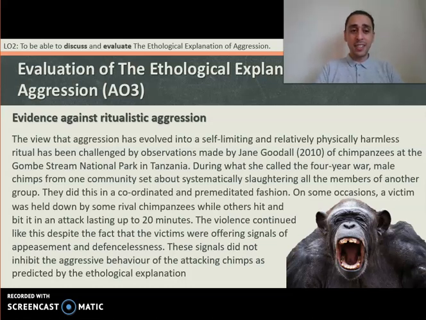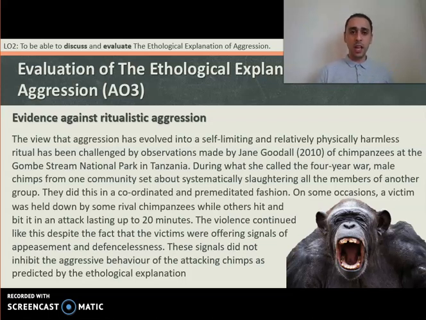The violence continued like this despite the fact that the victims were offering signals of appeasement and defenselessness. These signals did not inhibit the aggressive behavior of the attacking chimps as predicted by the ethological explanation. So, according to the ethological explanation of ritualistic aggression, similar to the wolves, when the wolves show their neck to show appeasement, I'm backing down, I'm defenseless, this was not found amongst all animals.